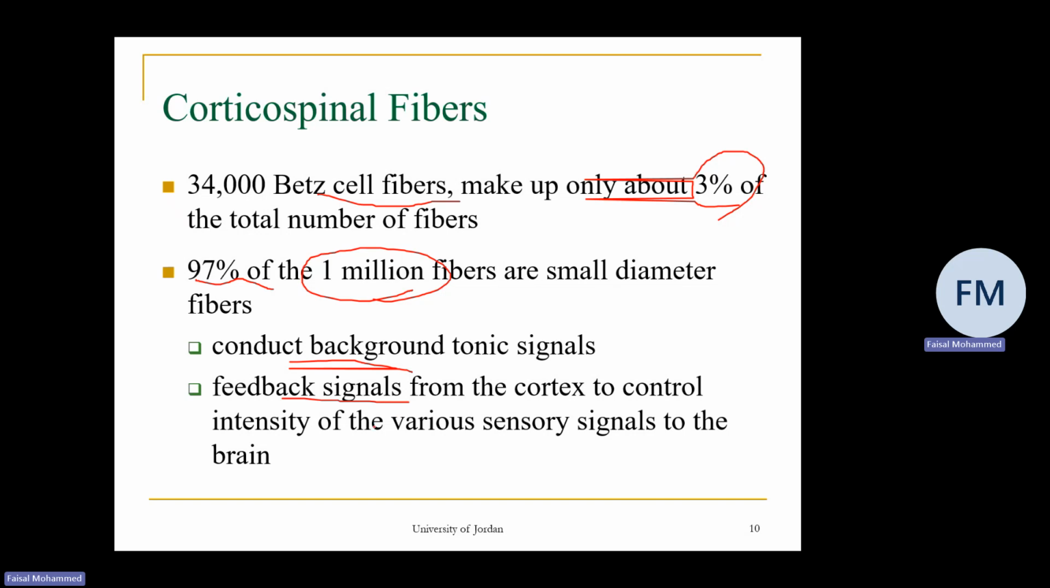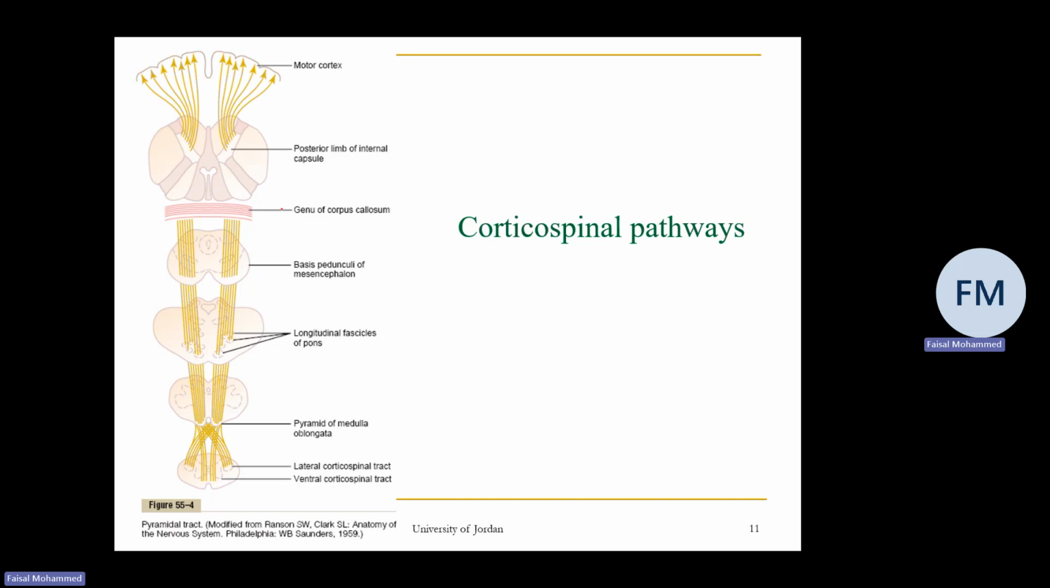The feedback that we talked about in the vestibular system, we talked about corticofugal fibers, wherever there is feedback on the receptors, to control the sensitivity of the system, you have corticofugal fibers. That's coming from the small fibers. This is the corticospinal. You know the corticospinal here.